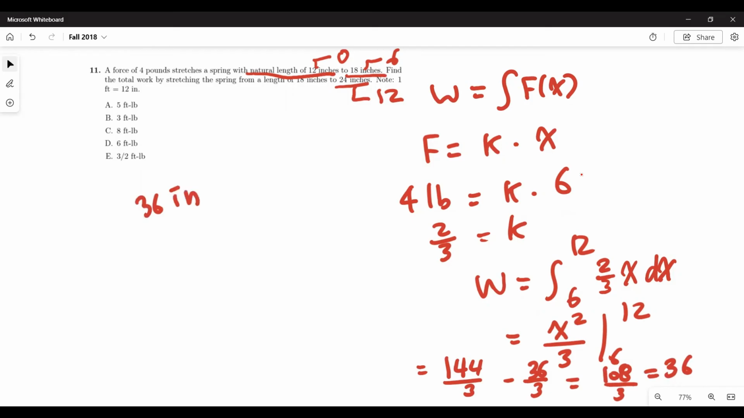This is 36 inch-pounds. And we know that 1 foot is equal to 12 inches. So if we have 36 inches, this just becomes 3 foot-pounds. So the answer is B.